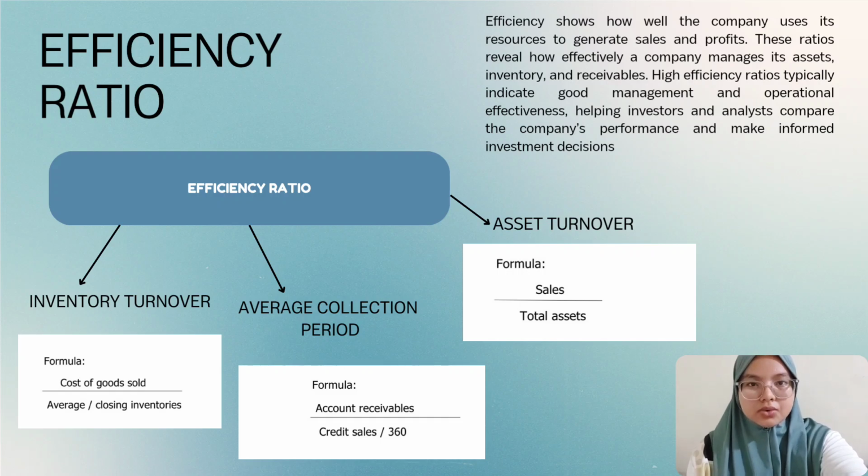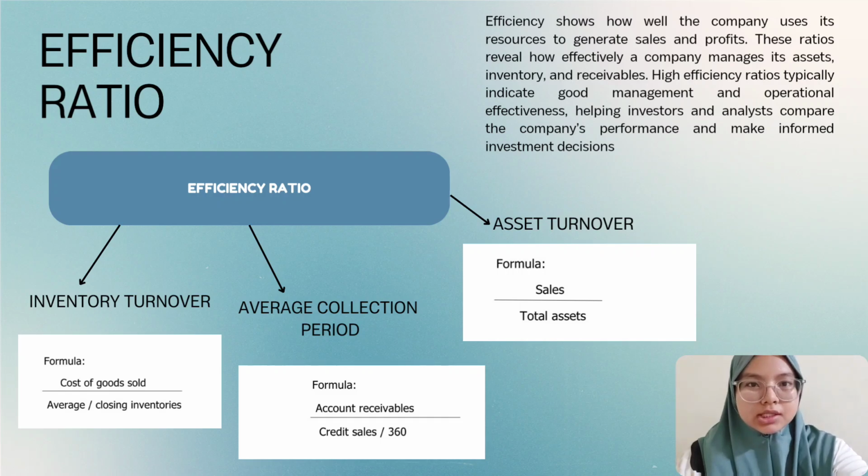So right now, I want to explain question number 3, which is efficiency ratio. First of all, let us know the meaning of efficiency ratio. Efficiency shows how well the company uses its resources to generate sales and profit. This ratio reveals how effectively a company manages its assets, inventory, and receivables. A high efficiency ratio typically indicates good management and operational effectiveness, helping investors and analysts compare the company's performance and make informed investment decisions.